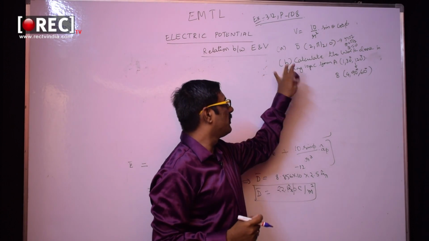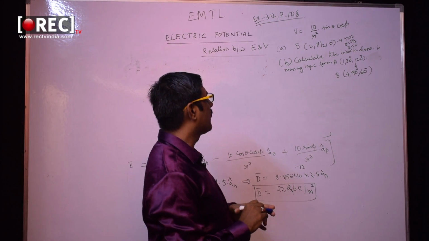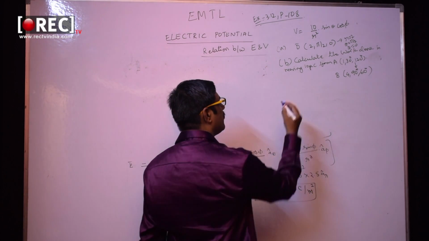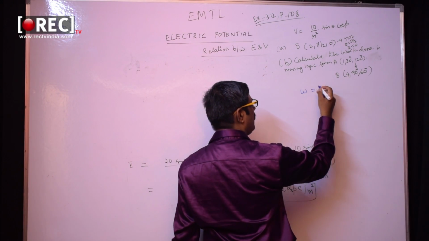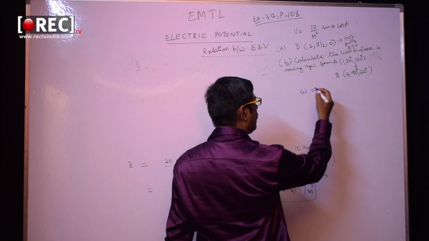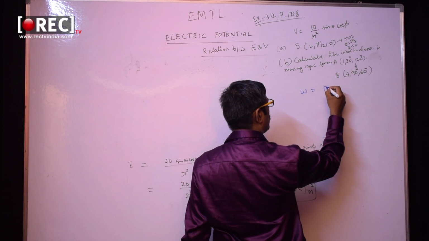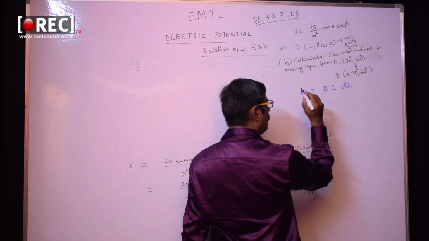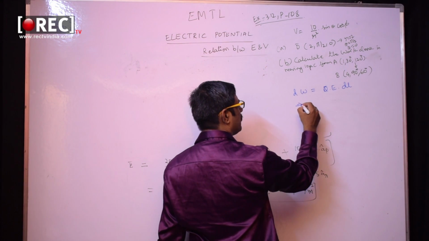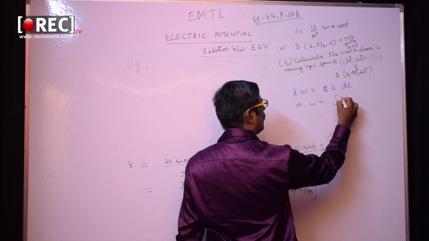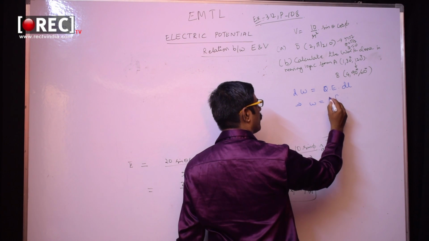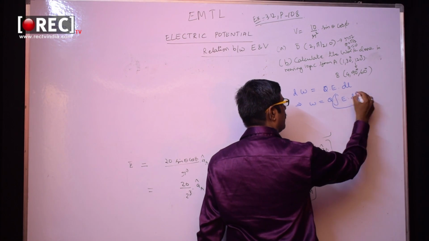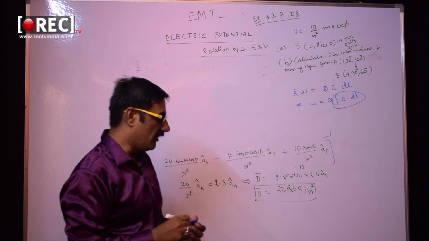Next, let us evaluate the B bit. So he is asking you to calculate the work done. The basic formula for work done is W equals force into distance, or force can be replaced with Q into E into distance. I will take it as dl, so of course this is dW. From this, W equals integral Q, since it's a constant value I can throw it out, Q into E bar dot dl. Now this is the integral we need to evaluate.